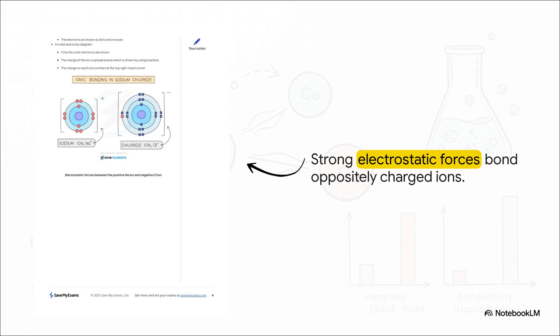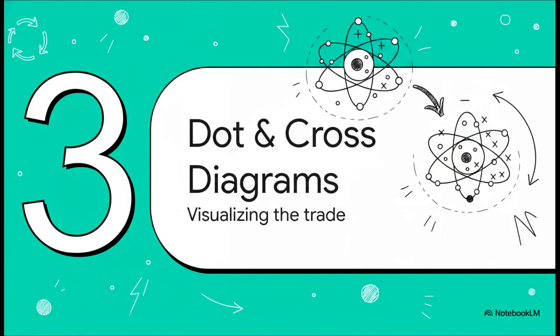And you know the rule. Opposites attract. A ridiculously powerful electrostatic force of attraction immediately pulls them together. That intense force, that is exactly what we call an ionic bond. So how do we actually document this? Section 3, dot and cross diagrams, and visualizing the trade.